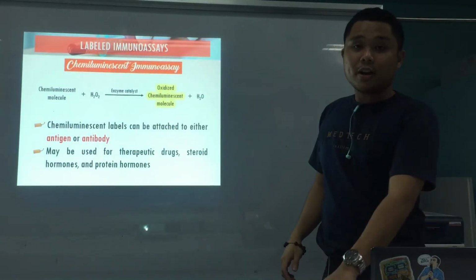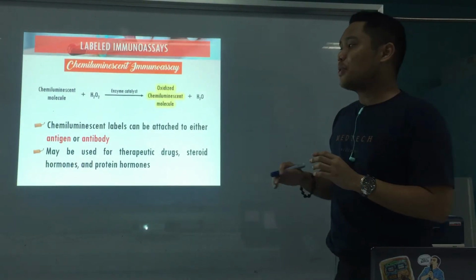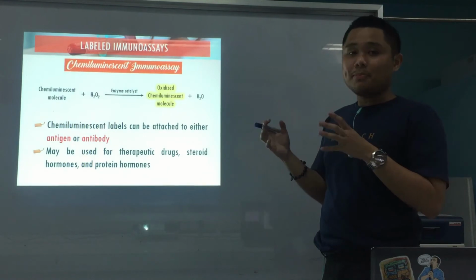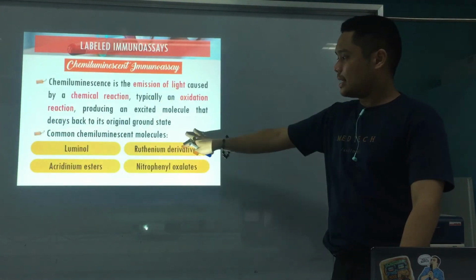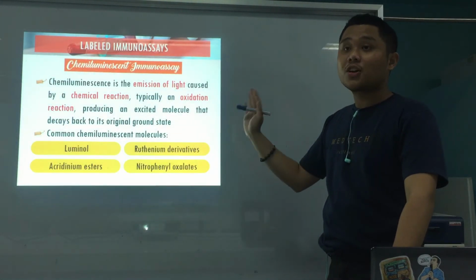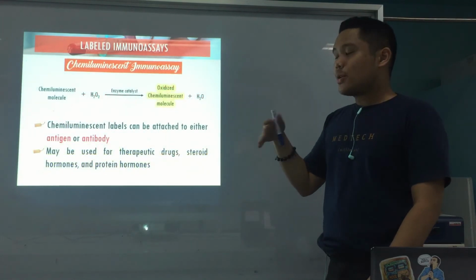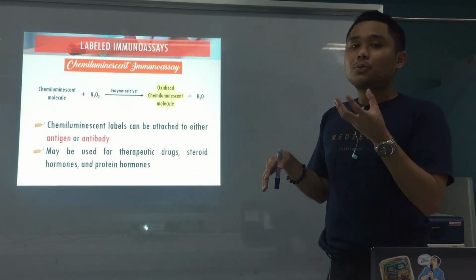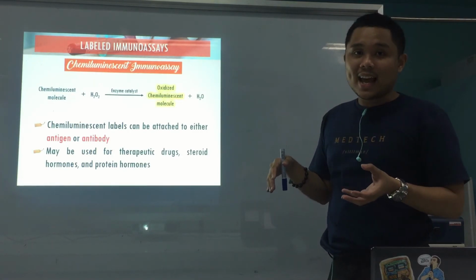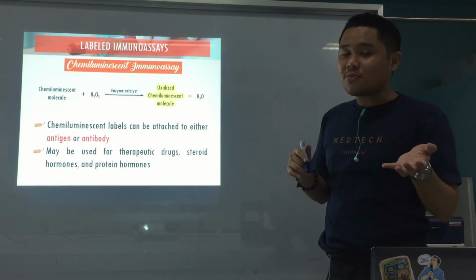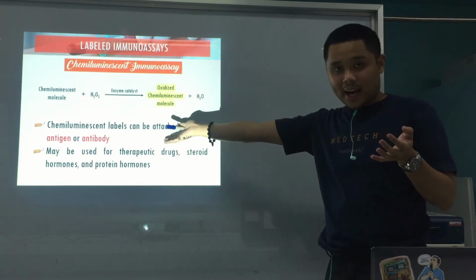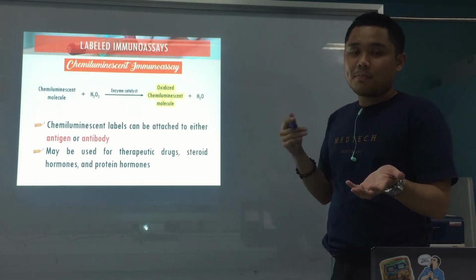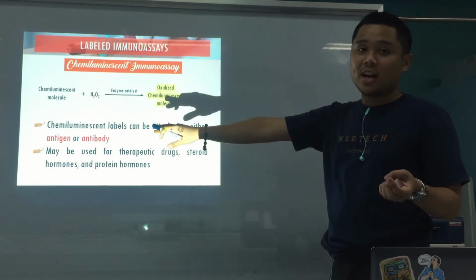Again, going back to the principle, this is the general reaction. As mentioned, these molecules are your labels. They can be added to either antigen or antibody, so reagent antigen or antibody. That would depend on what you want to detect. Do you want to detect the antigen from the patient? Then you use a reagent antibody. Or do you want to detect the antibody from the patient? Then you use an antigen or reagent.